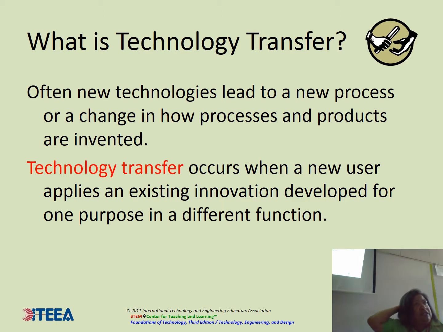Often, you'll see new technologies, and it's going to lead to new processes or changes in how we do things, how a process is set up. Technology transfer occurs when a new user applies an existing technology and uses it for something different than what it was originally intended.